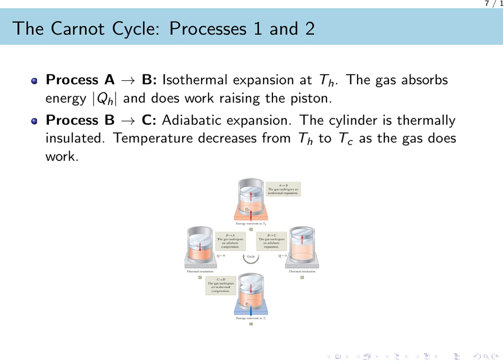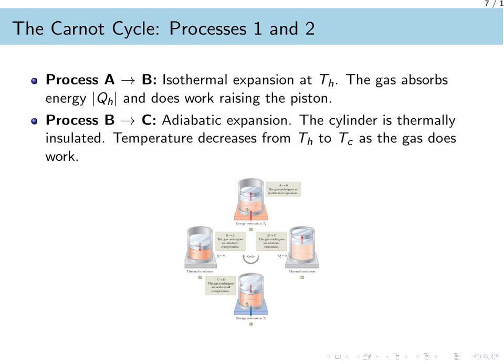The Carnot cycle consists of four distinct stages. The first stage, process A to B, is an isothermal expansion at the hot reservoir temperature. During this step, the gas is in thermal contact with the hot reservoir, absorbing heat while expanding and doing work to raise a piston. The second stage, process B to C, is an adiabatic expansion. Here, the cylinder is thermally insulated, so no heat enters or leaves. As the gas continues to do work and expand, its temperature naturally decreases from the hot reservoir temperature to the cold reservoir temperature.